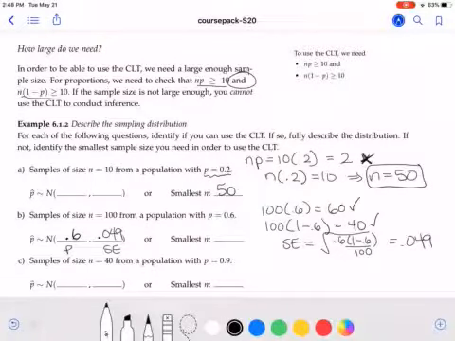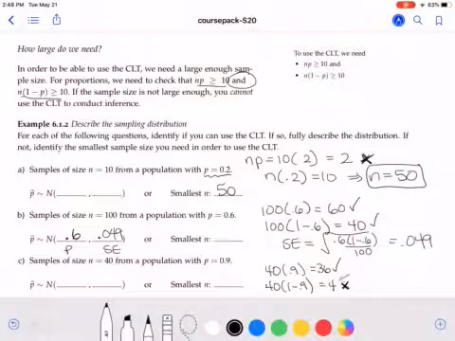In the last one, we have 40 and 0.9. If we check n times p, we will get 36. That checks out, greater than or equal to 10. If we check n times 1 minus p, we get 40 times 0.1, which is only 4. This one does not check out.